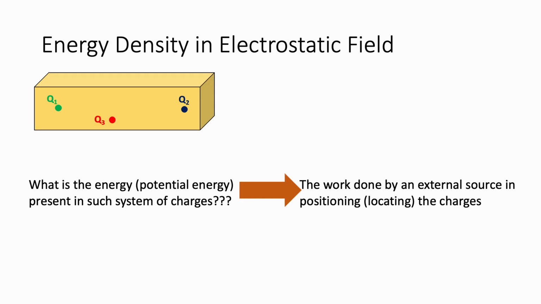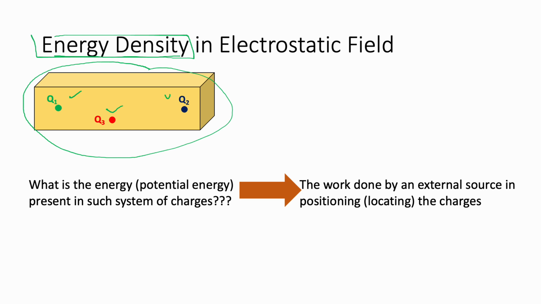Let's go into the last topic inside this chapter, regarding potential, which is the energy density in an electrostatic field. We want to know the amount of energy consumed in the system. For example, you have a system, and inside that system you have multiple charges, and we want to know the amount of energy that is consumed in this system that contains multiple charges.